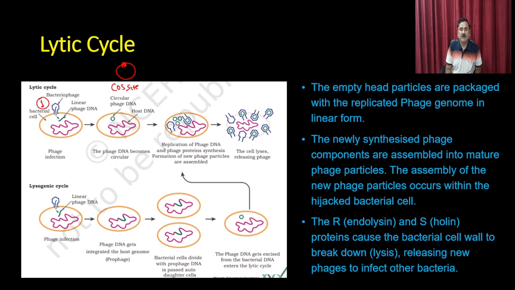Once the cos site is done, then it is going to activate the genes which are required for replication, which are required for recombination and so on, and then it is going to go through a cycle of the rolling circle model. You do not have to worry about these terminologies and the mechanism of how the rolling circle model works.